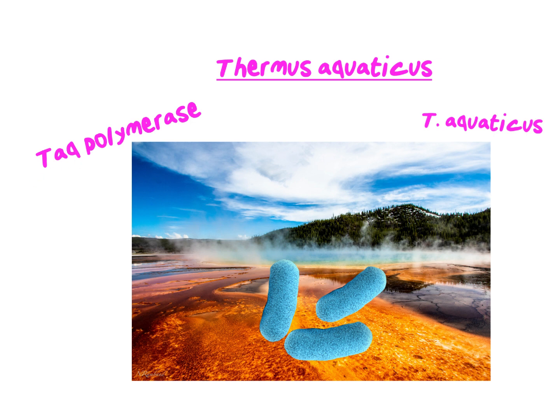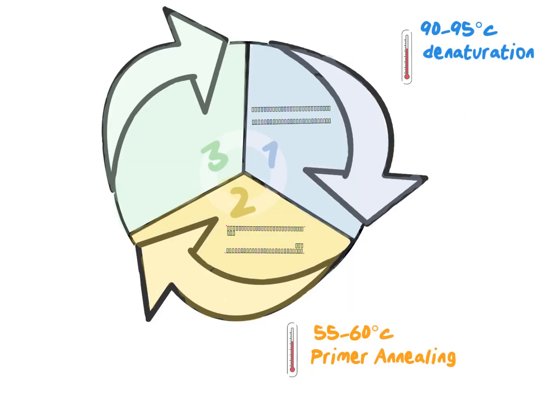Taq comes from Thermus aquaticus or T. aquaticus, just the Taq from the beginning of that species name. Taq polymerase. So the second bit of the PCR cycle, we drop the temperature to 55 to 60 degrees Celsius. And in doing so, we allow hydrogen bonds to form. And those hydrogen bonds will form between the primers and the template DNA. Okay, so we have primer annealing. So we call this the annealing phase. The primers anneal to the template DNA.